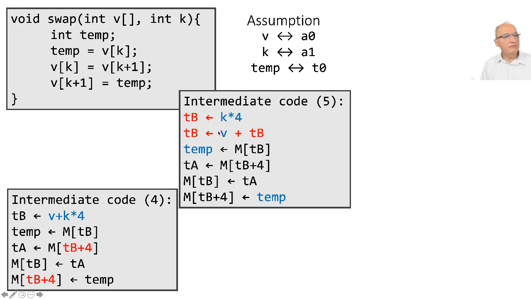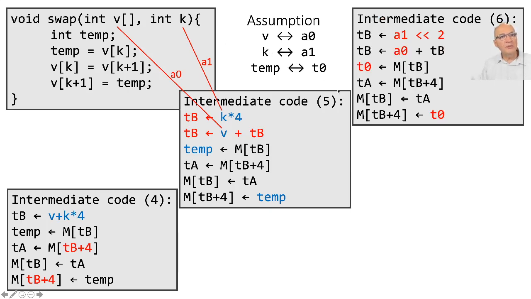So what I have now is k times 4, v, and temp. And in my assumption, these must be these registers. So I can now replace them. So this was v, that was the first argument to the function. This is always a0. And k is the second argument to the function. It's always a1. So I'll replace those by the registers. And I will also replace the k times 4 with a shift left by 2, because I know that when I shift a binary value to the left by 2, this is the same as multiplying by 4.